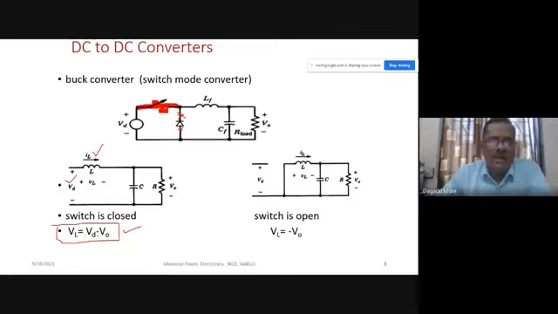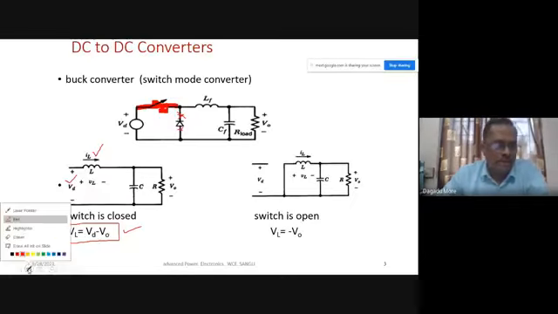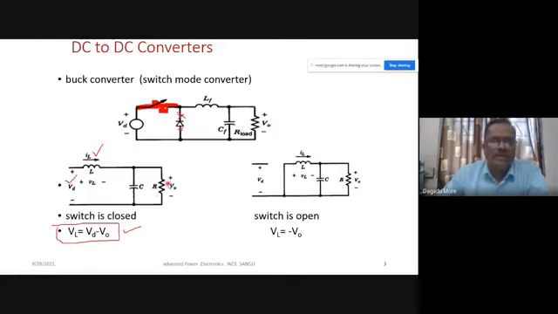VL will be VD minus VO. Our converter is a buck converter, so VO is less than VD. So VL will come out to be positive, is it right? The VL voltage here will be of positive polarity.